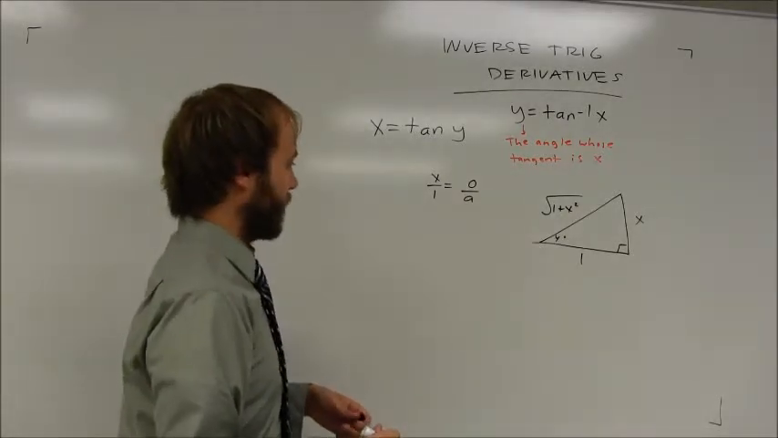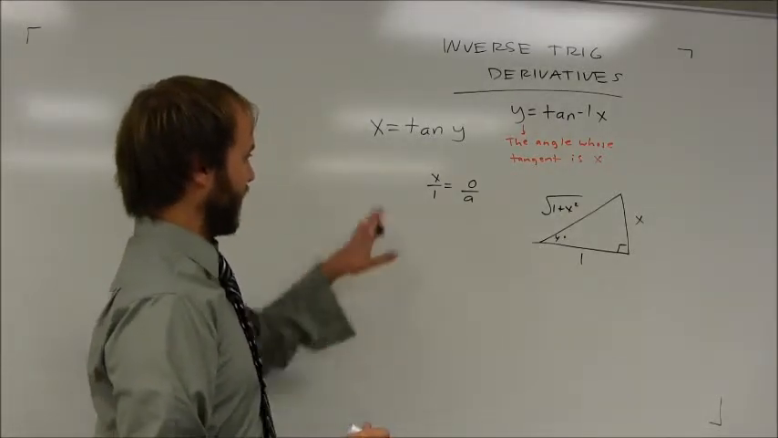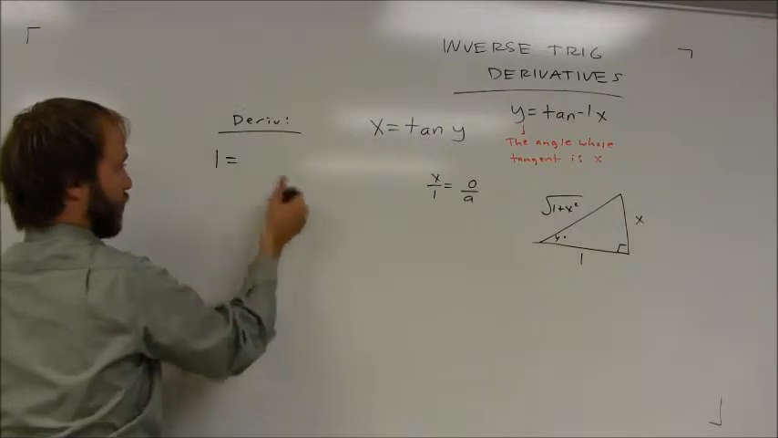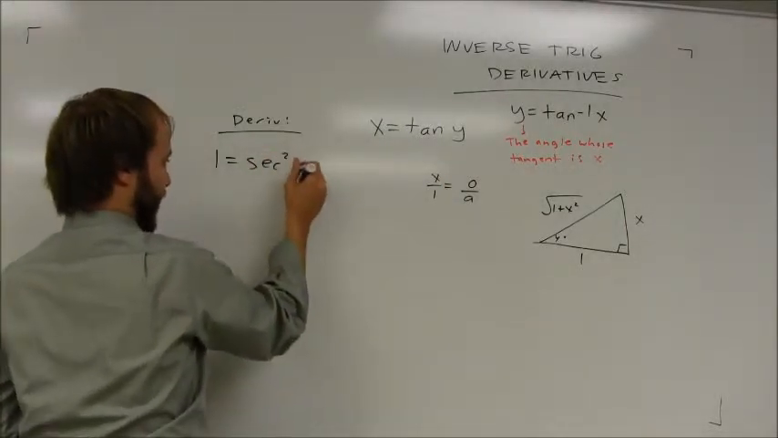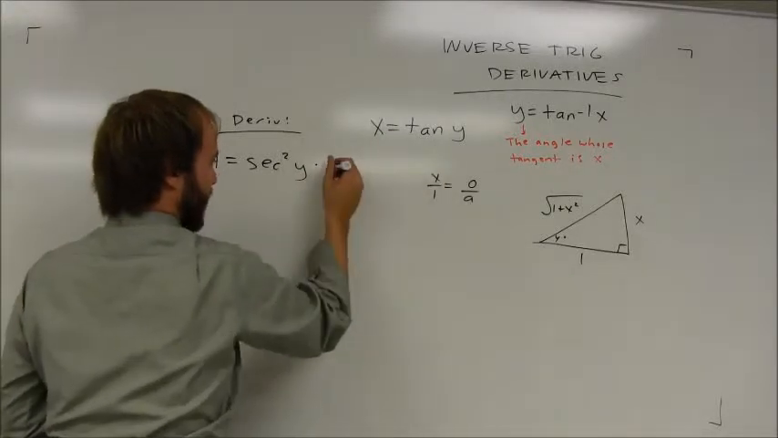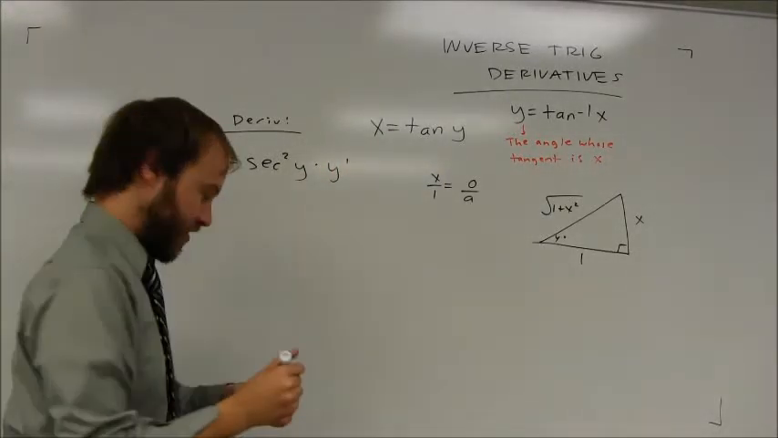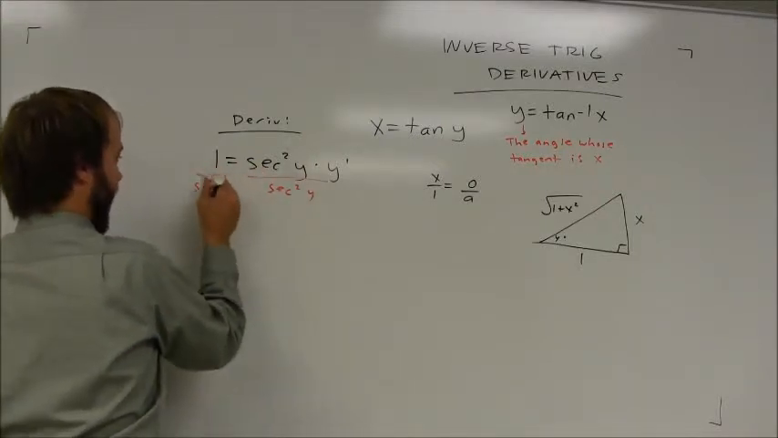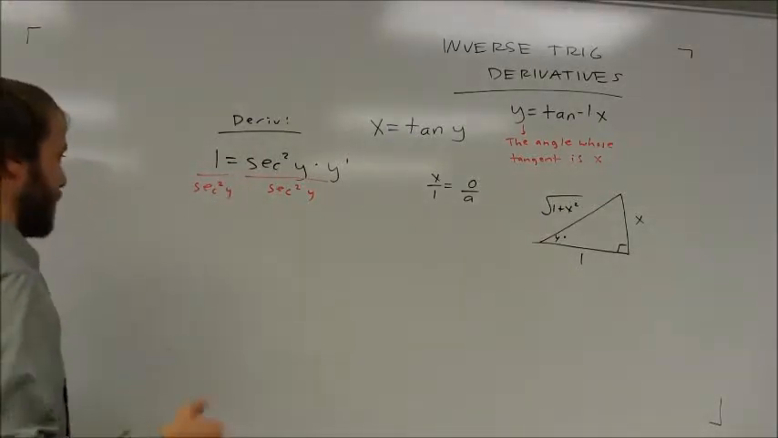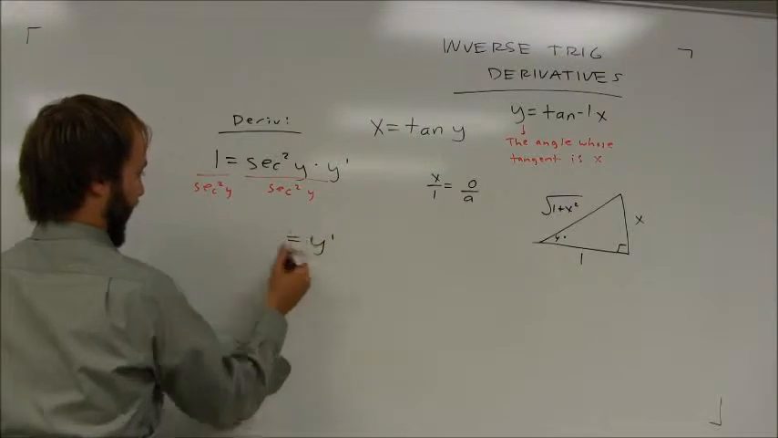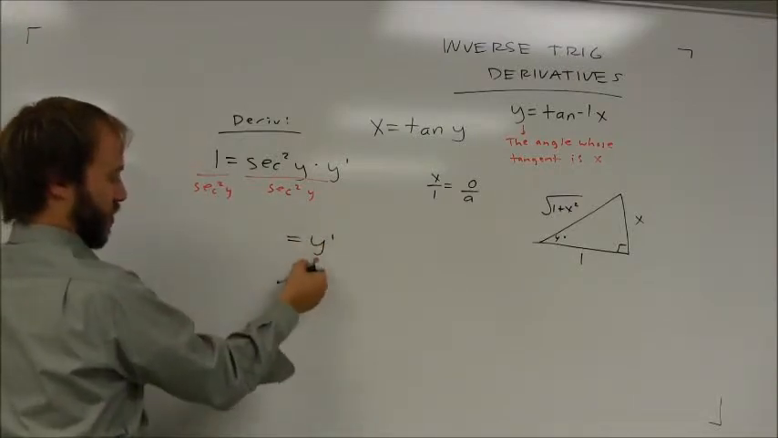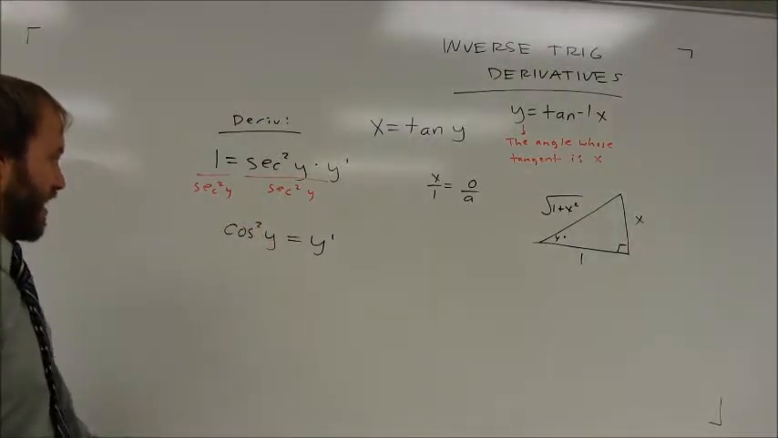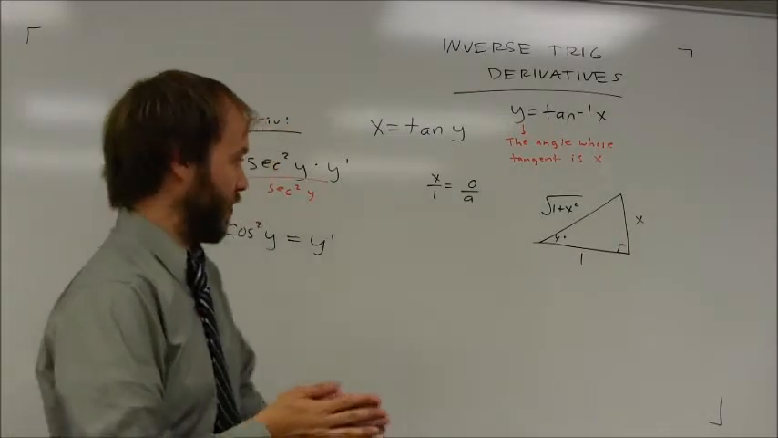Okay, same thing as before. I can take the derivative of this. The derivative, of course, is just going to be 1 equals, remember the derivative of tangent is secant squared of the same thing, times the derivative of the inside function. I can divide both sides by secant squared here, same thing that I did before. And I know that secant is the reciprocal of cosine, so I'm going to write this as y prime equals cosine squared of y instead. That'll simplify things down a little bit, make it easier for me to work with my different rules.